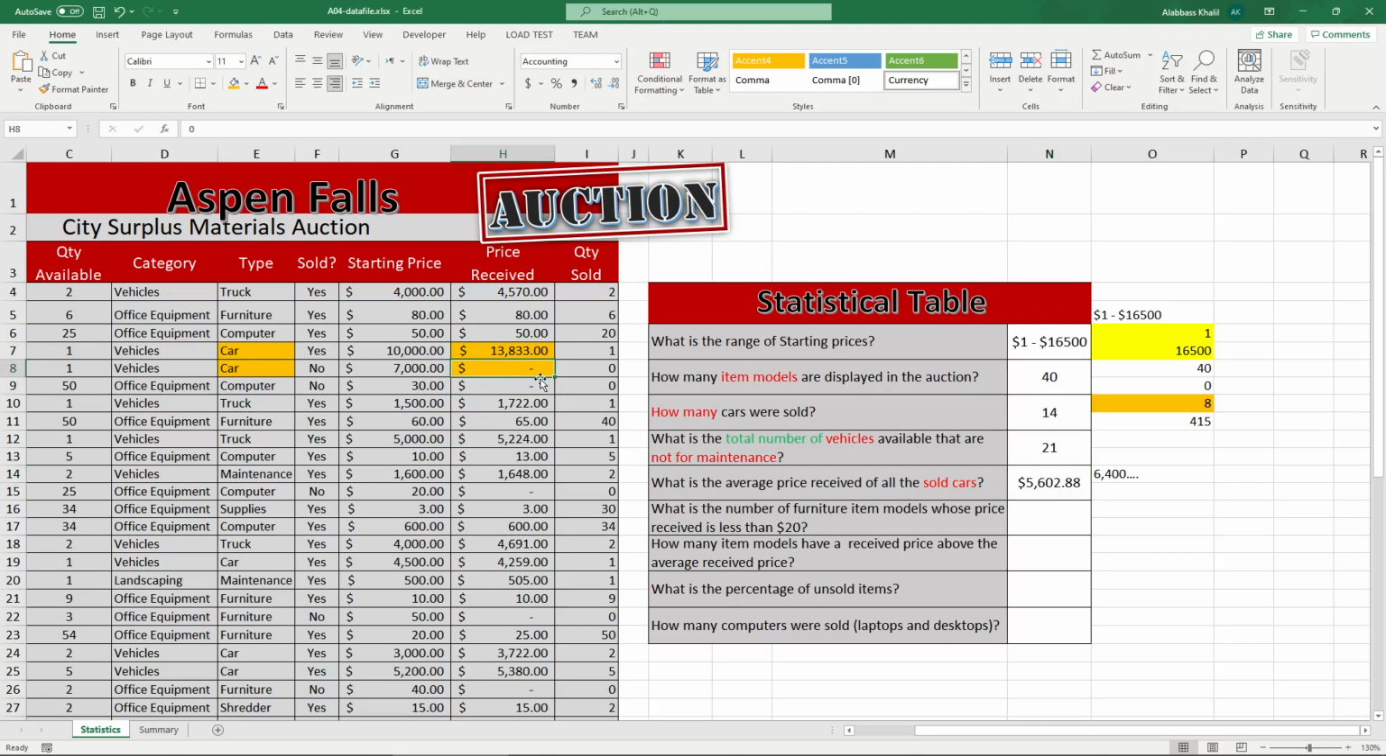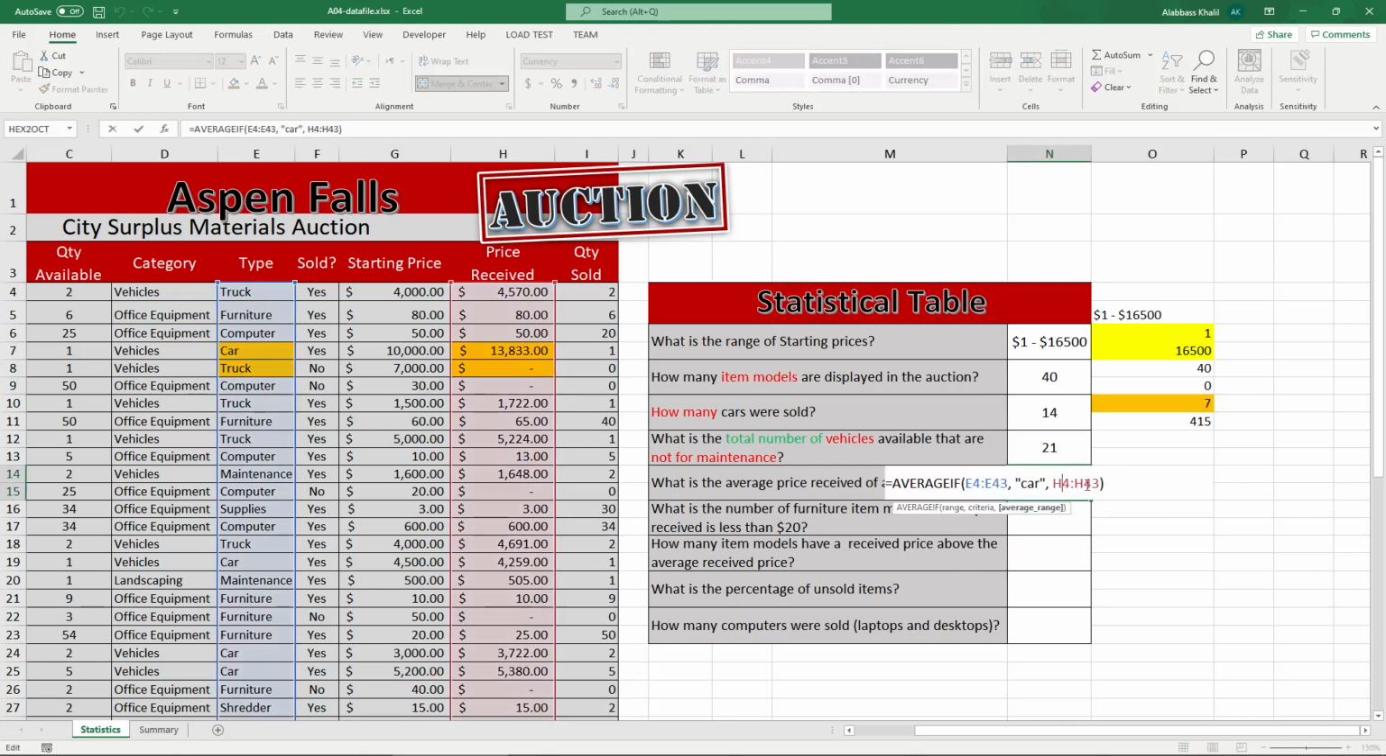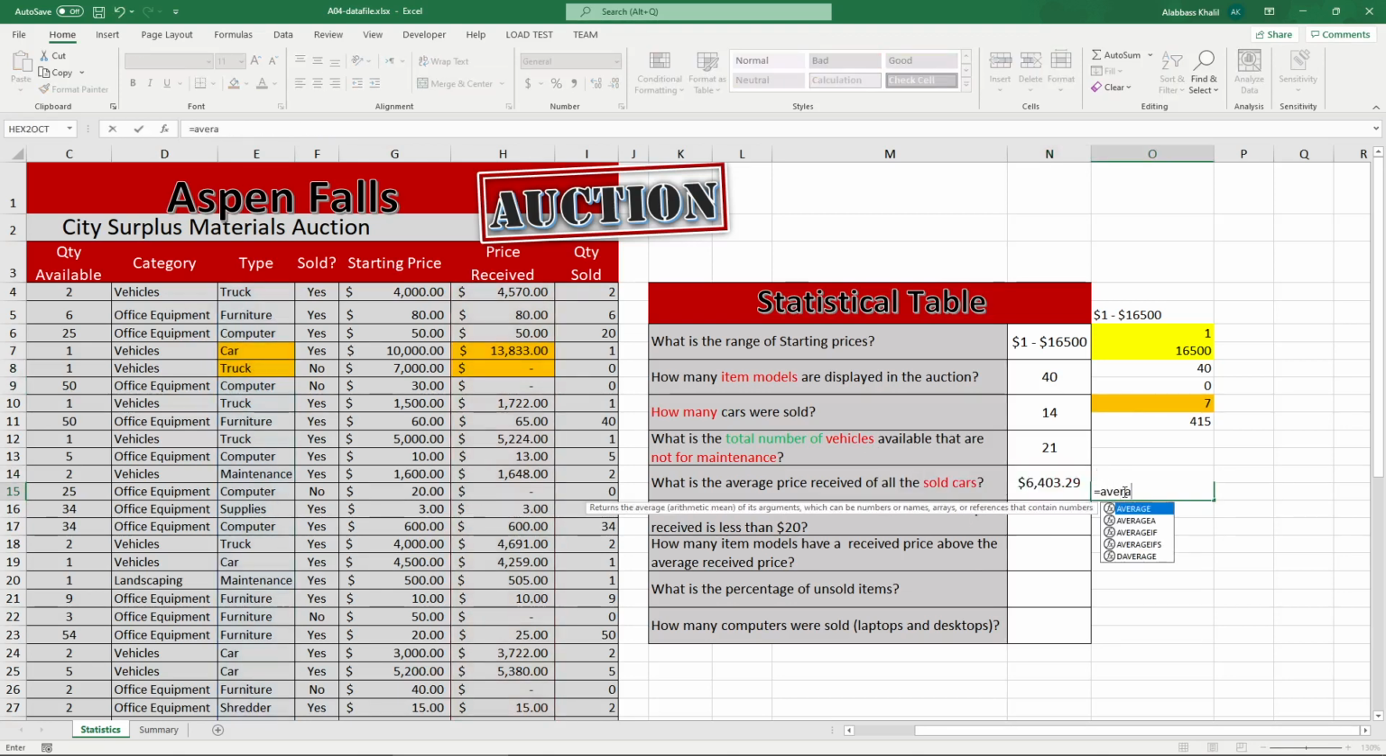So be very careful. Even though before I changed this to car, and if I kept it as truck, I got the same answer, the actual format I wrote is wrong because I'm only checking for car. I'm not checking if it's car sold. The actual correct thing to do would be AVERAGEIFS.